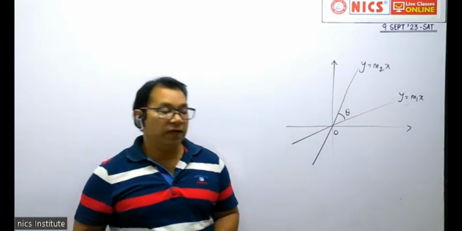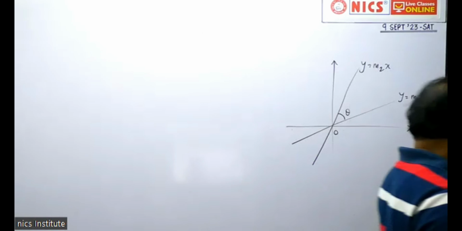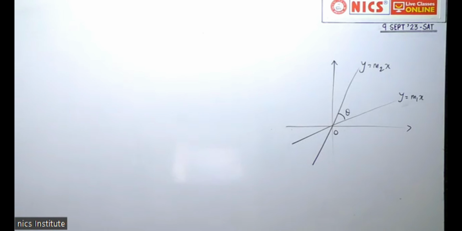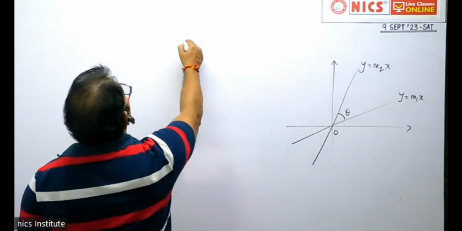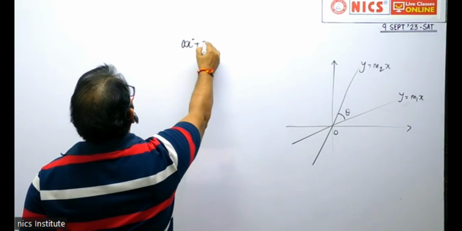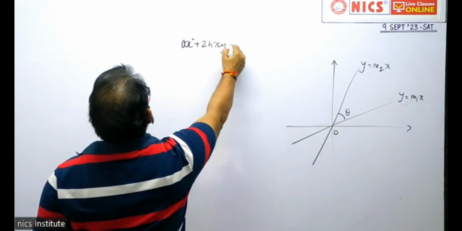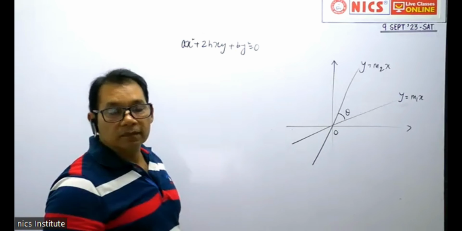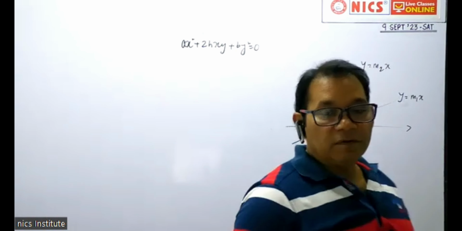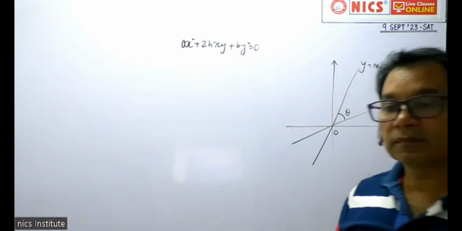So the combined equation of pair of straight lines is ax square plus 2hxy plus by square equals to 0. This is the combined equation of pair of straight lines.